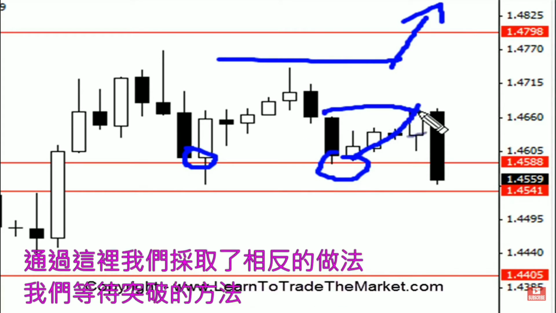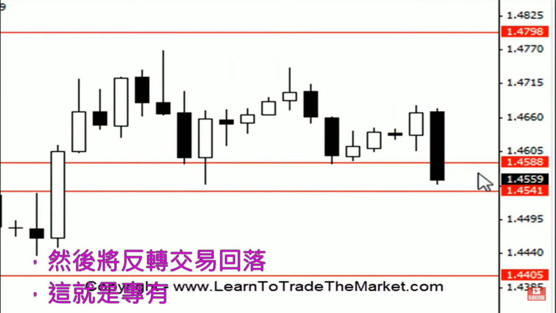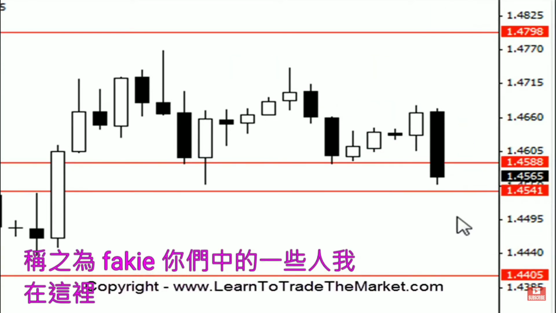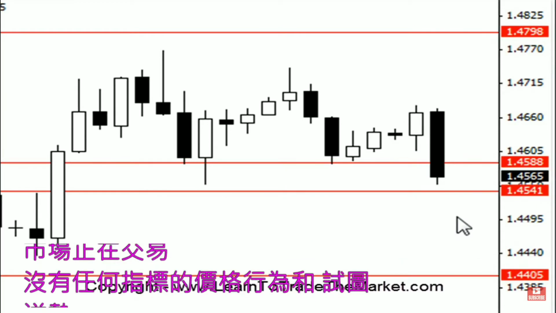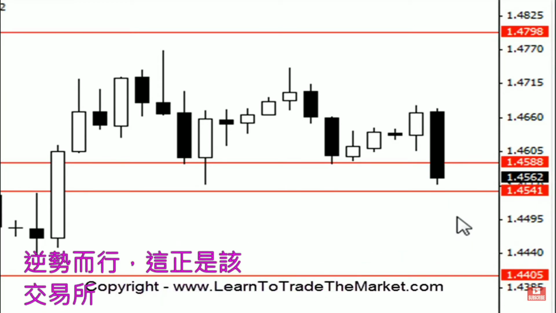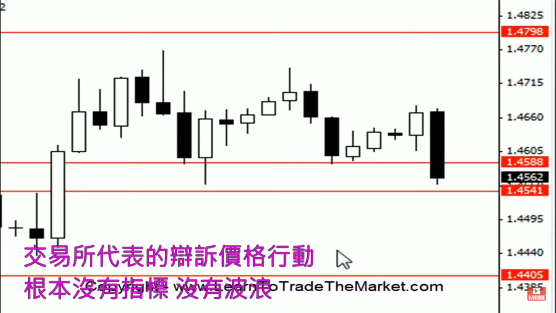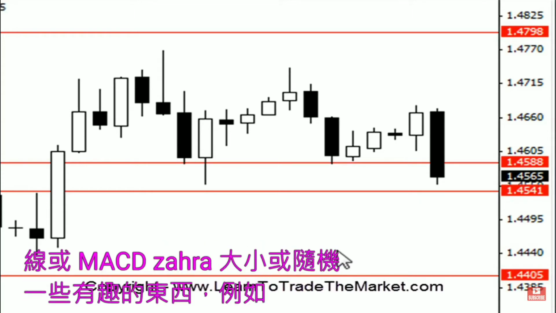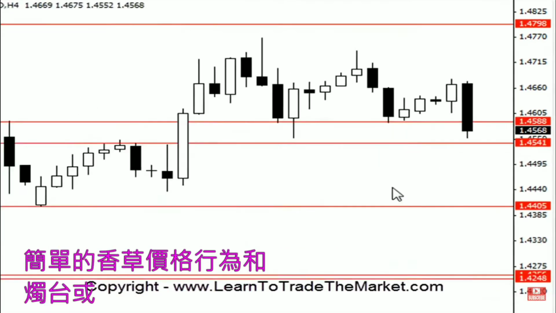We've waited for that breakout and then traded the reversal back down, and that is that proprietary setup I call the Fakey. Something I promote quite a lot here at Learn to Trade the Market is trading with price action without any indicators and trying to be contrarian, and that is exactly what this trade represents: clear price action, no indicators at all. There's no squiggly lines or MACDs, RSIs or stochastics or anything funny like that. It's just plain vanilla price action and candlesticks or bar charts.